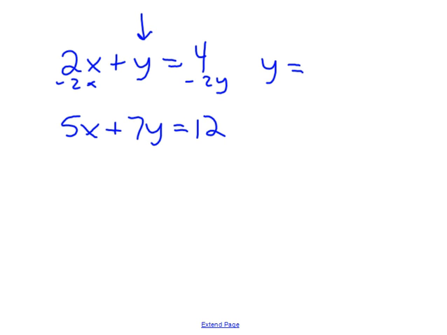So y would equal 4 minus 2x. Sorry, those should have both been x's. And then we can take that piece and plug it in for y in the other equation.